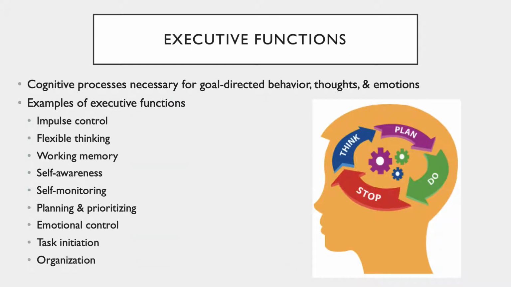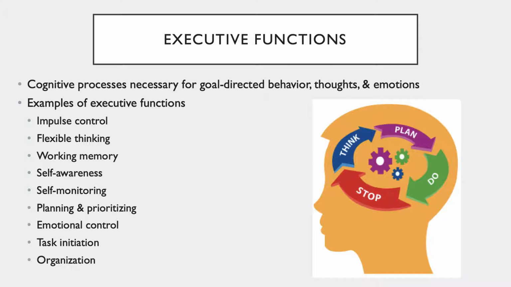For the remainder of this lecture presentation, we're going to discuss executive functions and what happens when those executive functions go wrong, in the case of ADHD. Executive functions are those cognitive processes that are necessary for goal-directed behavior, thoughts, and emotions. You might decide to pause the recording here to read the article Executive Functions, or you might wait to read that later on. Executive functions is really an umbrella term, but it includes a lot of different specific strategies.